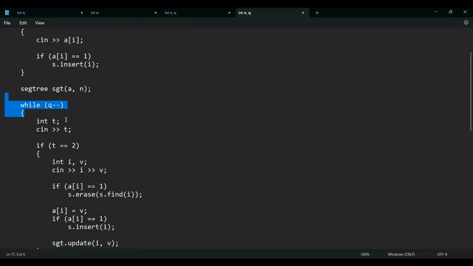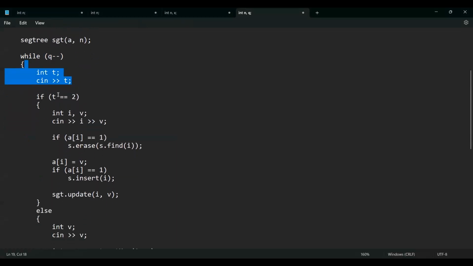So for each query, first take the type as input. If the type is 2, it means we have to update. So take index I and v as input. If index I was having 1, erase that from your set, because our set is having all the places which are having ones. Then update your index I. Now, if it is 1, insert it back into your set. Then update your segment tree accordingly.